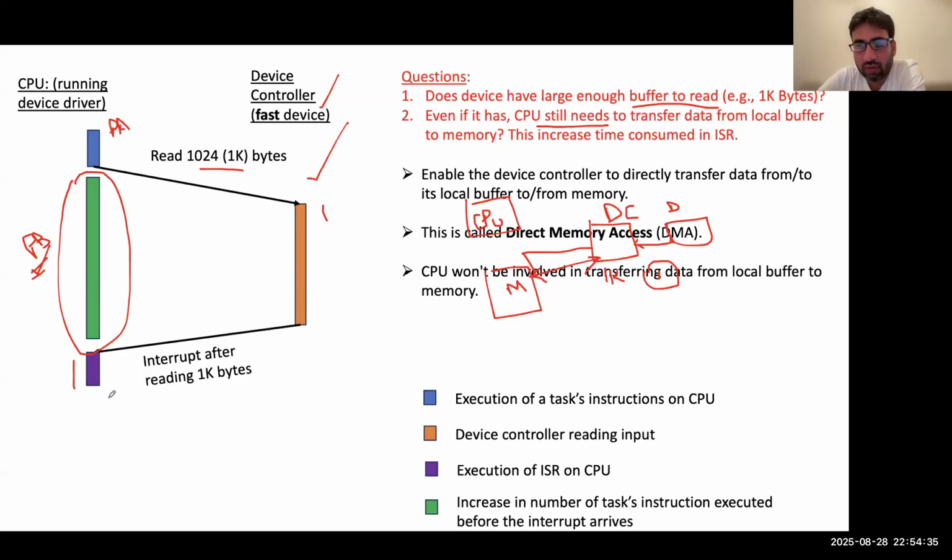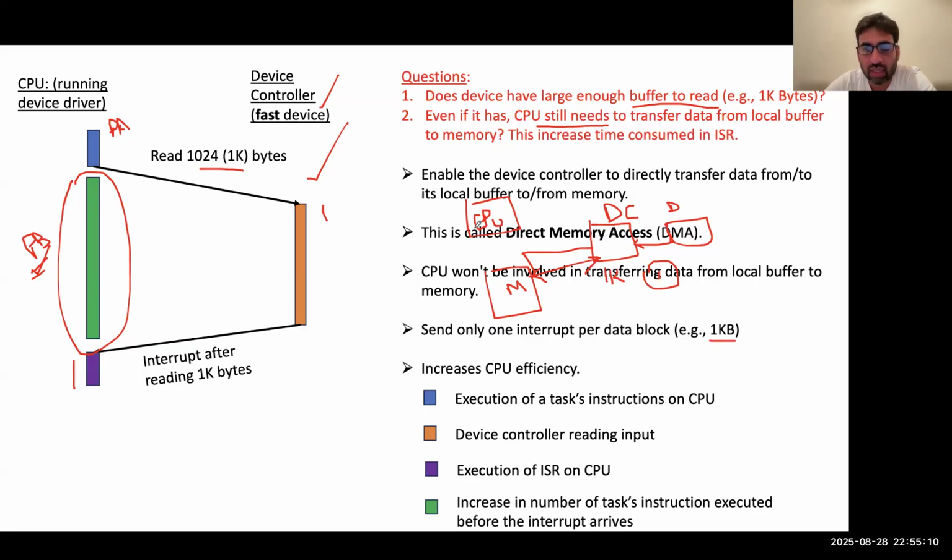The CPU won't be involved in transferring data from the local buffer to the memory, and once your device controller has sent all the data from its local buffer to the memory, it will send only one interrupt per data block to the CPU, right? So for example, in this case, 1 kilobyte. When our device controller has transferred all of the 1 kilobyte of data to the memory, it will send an interrupt to the CPU telling that, okay, I have transferred all of the data to the memory. And as a result, our CPU efficiency increases.